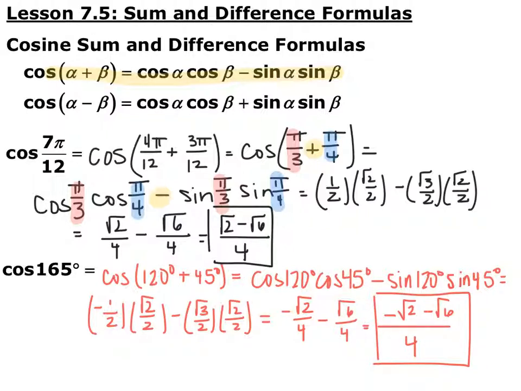120 degrees is in the same place as 2 pi over 3. So the cosine of 120 degrees is negative 1/2, and the sine is root 3 over 2. And 45 degrees is in the same place as pi over 4, so cosine would be root 2 over 2, and sine would also be root 2 over 2. So you end up with negative root 2 over 4 minus root 6 over 4, or combine the numerators together like that.